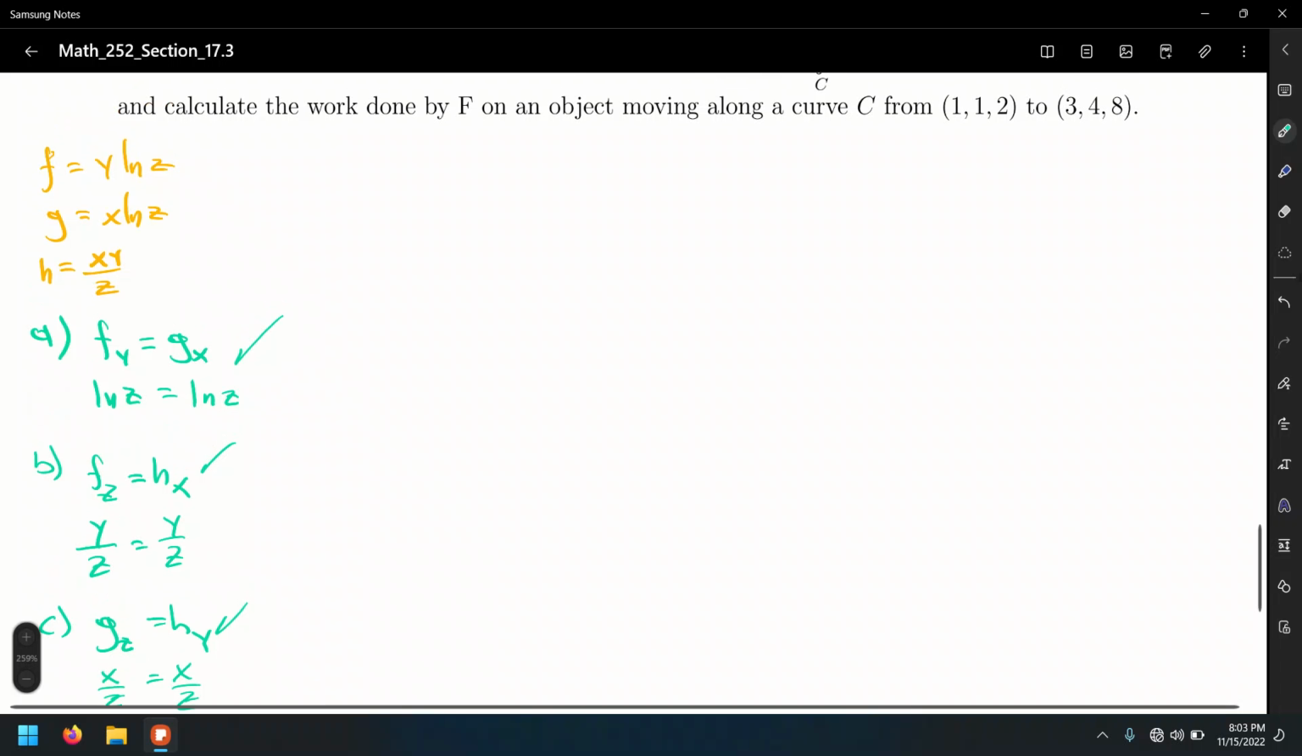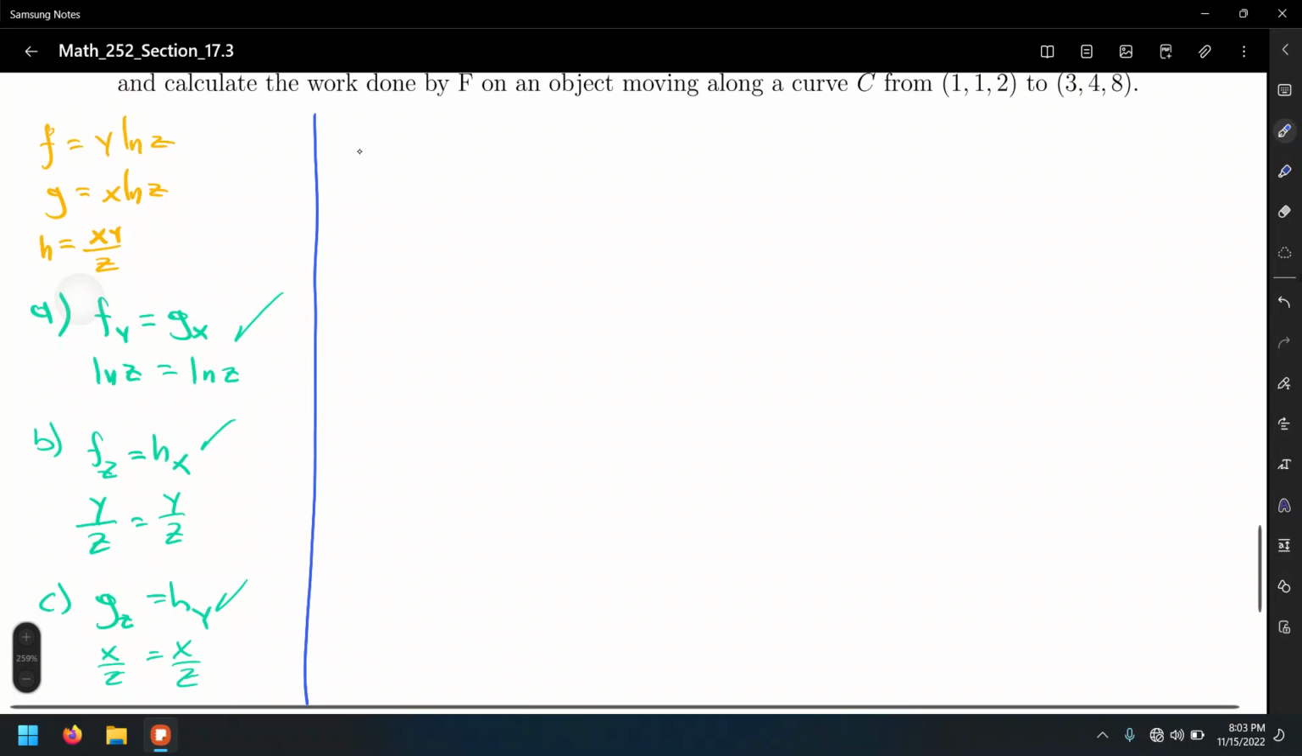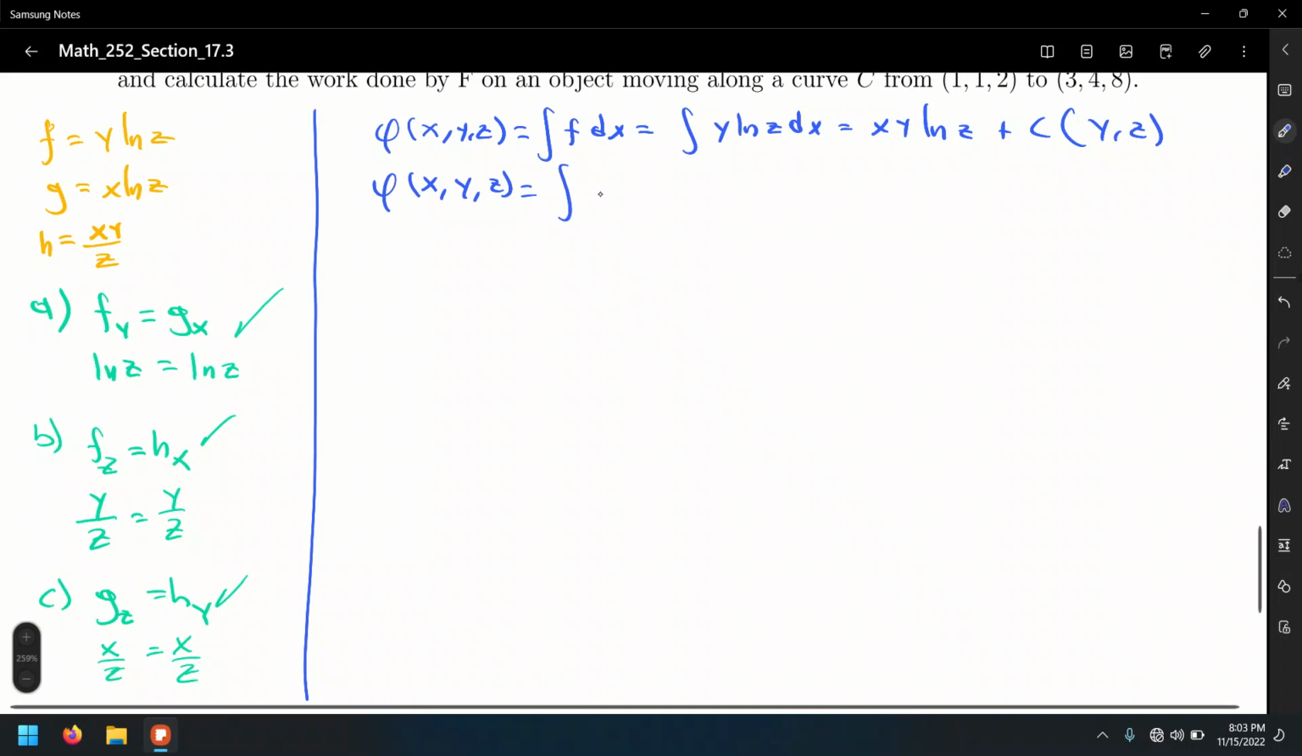All right, so let's go ahead and find that potential function. Number one, by partial integration, phi of x, y, z equals the integral of F with respect to x, the integral of y ln z with respect to x, that's simply xy ln z plus some constant c that depends on y and z. Doing the second partial integration, that's the integral of G with respect to y, the integral of x ln z dy, and that's simply xy ln z plus c of x and z. All right.